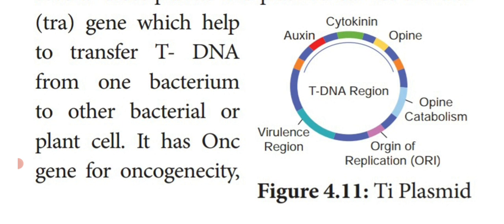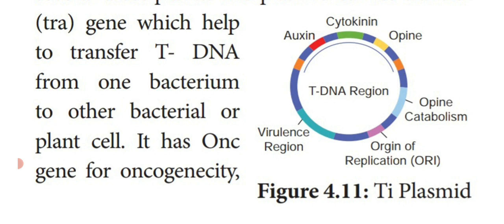So this Ti plasmid contains a gene known as the onc gene, which is responsible for oncogenicity. Oncogenicity means a gene which is causing cancer. That's why I told you tumor. So the cancer-causing gene named onc gene is also present in the Ti plasmid. So two genes we have already seen.